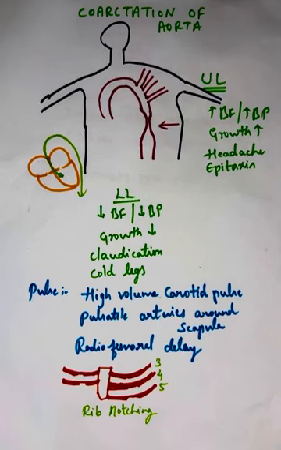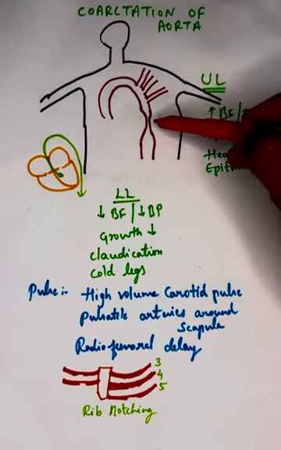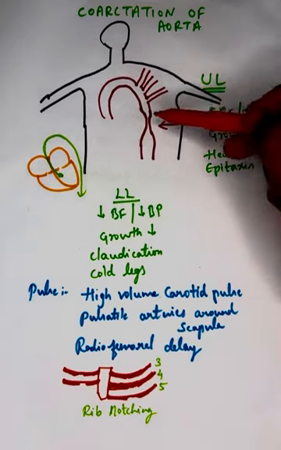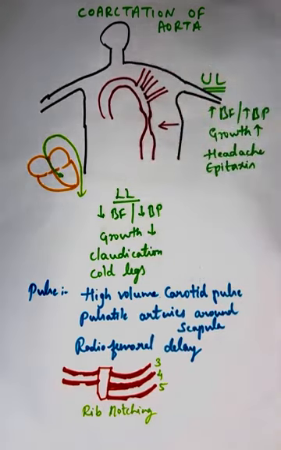In this video, we'll learn about coarctation of aorta. Coarctation of aorta is a congenital condition where there is a narrowing of the aorta. And we all know aorta is a major artery that supplies blood to the whole body.